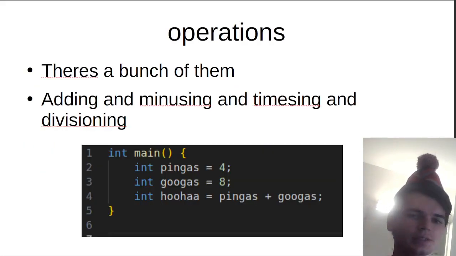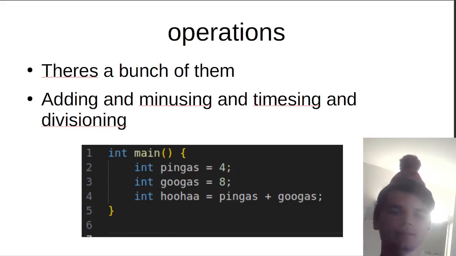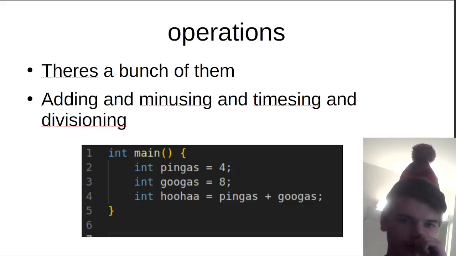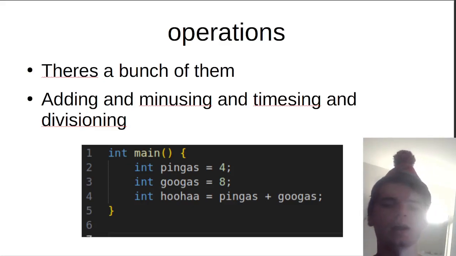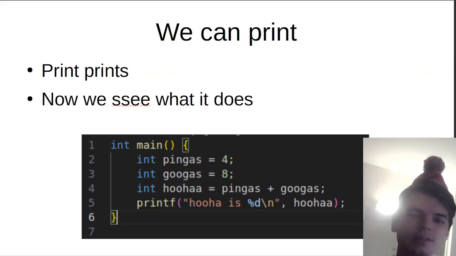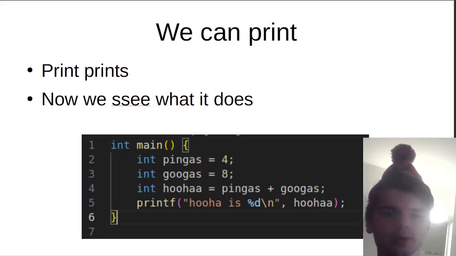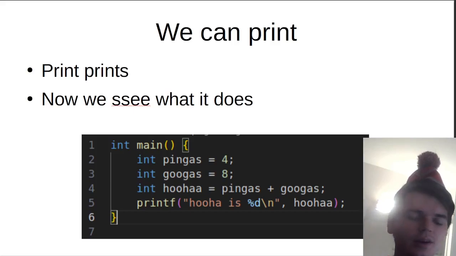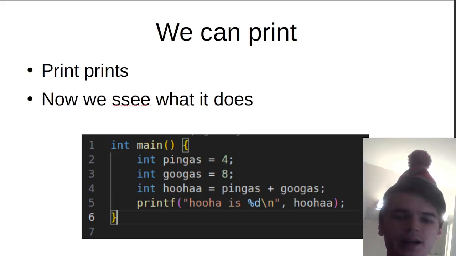Okay, so operations. There's a bunch of them. You get adding them and minusing them and timesing them and divisioning them. So here I had Pingus and Gugus, and hoo-ha is just Pingus plus Gugus. But this doesn't do anything. Why doesn't this code do anything? Well, we can print it. Prints things. Now we can see what the code does. I didn't actually run this code because I didn't install GCC onto VS Code, but you know, who cares?